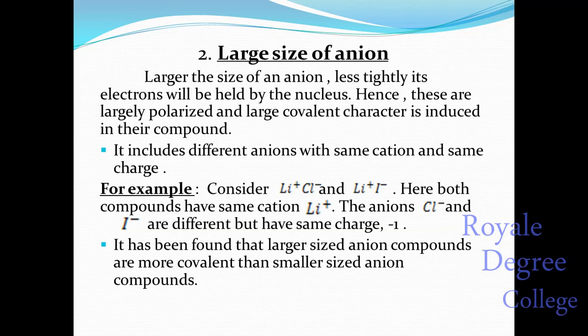For example, consider Li+ Cl- and Li+ I-. Here both compounds have the same cation charge, Li+. The anions Cl- and I- are different but have the same charge, -1. It has been found that larger sized anion compounds are more covalent than smaller sized anion compounds.